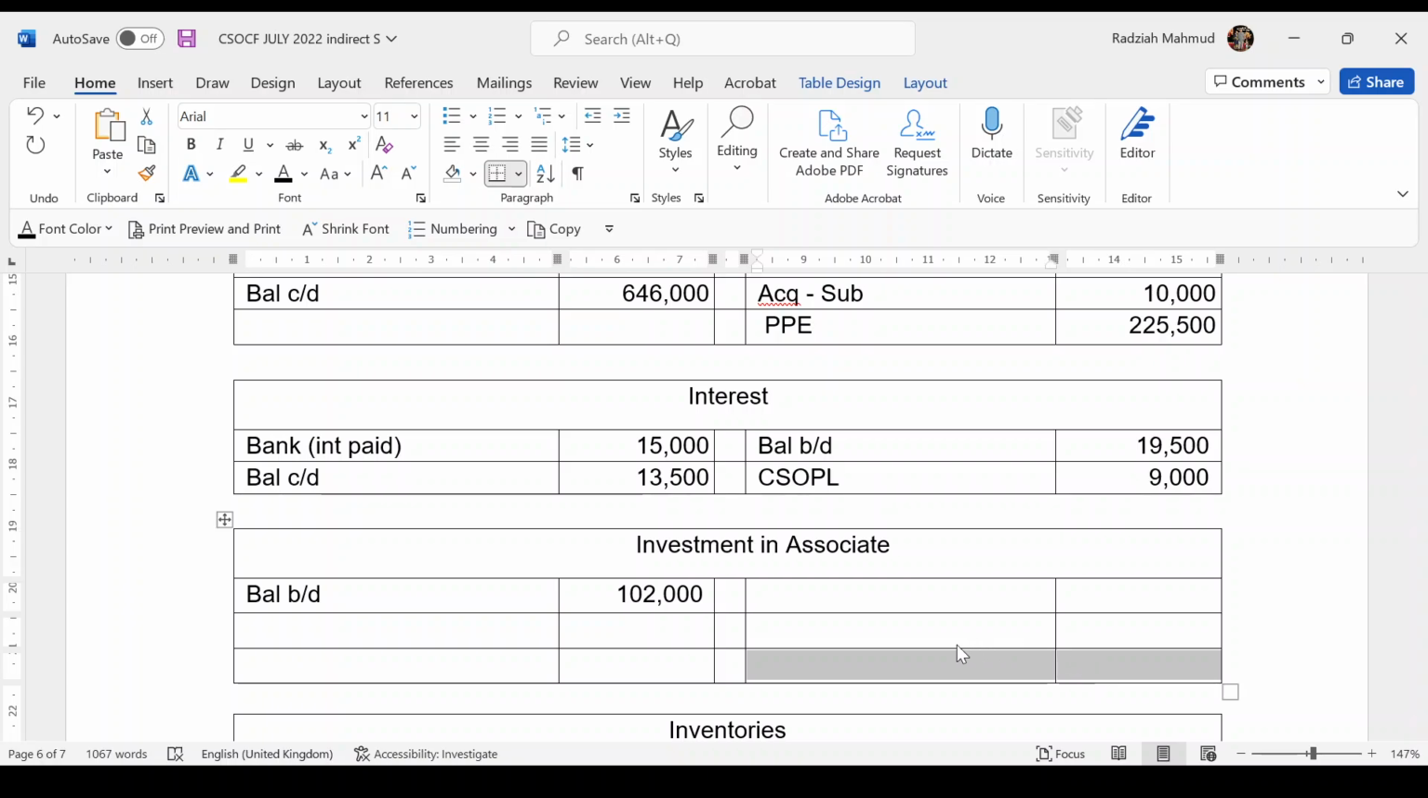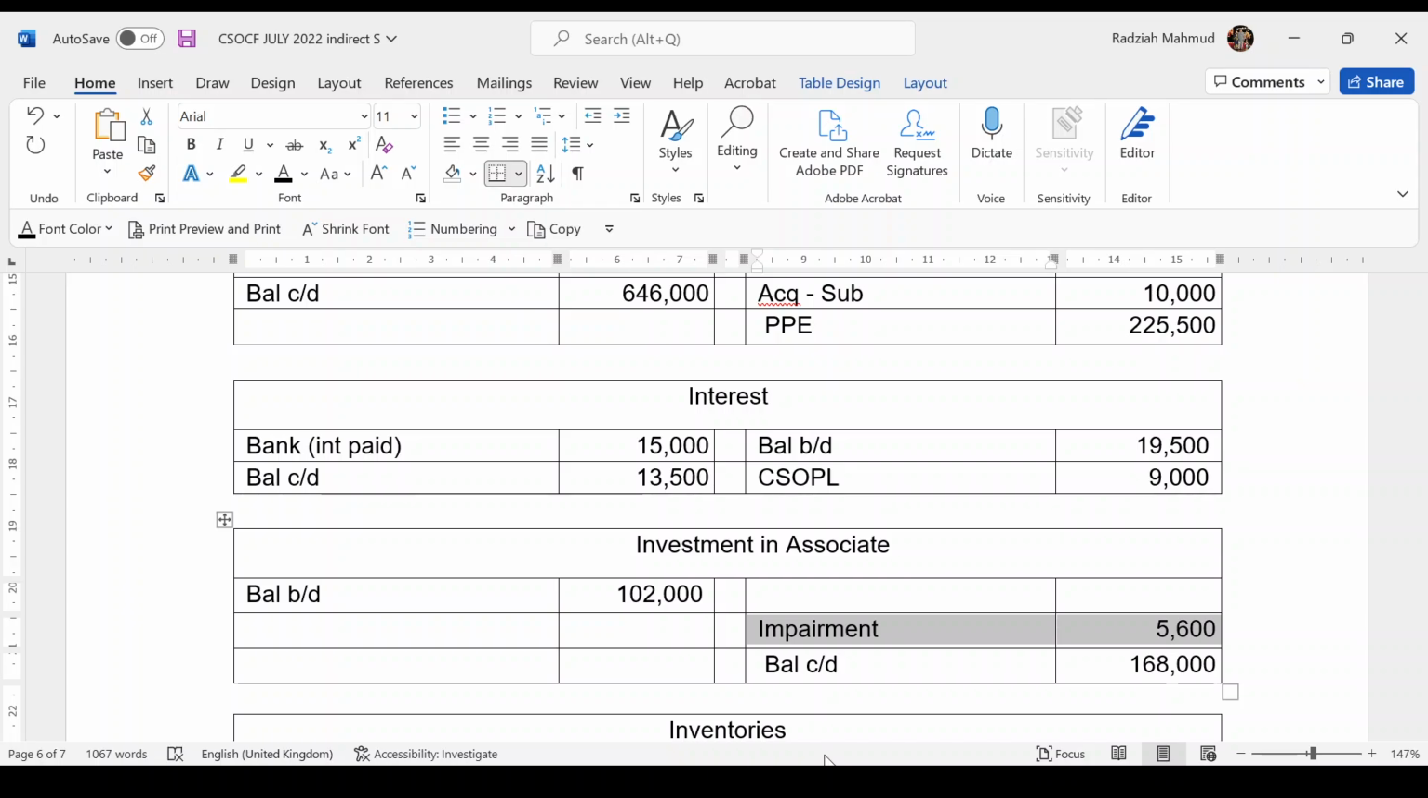Remember we follow the basic rule. Debit means increase for an asset, and the balance BD is shown on the debit side. What else do we know about investment in associate? Remember we have impairment just now. Based on information number 2, we have impairment.